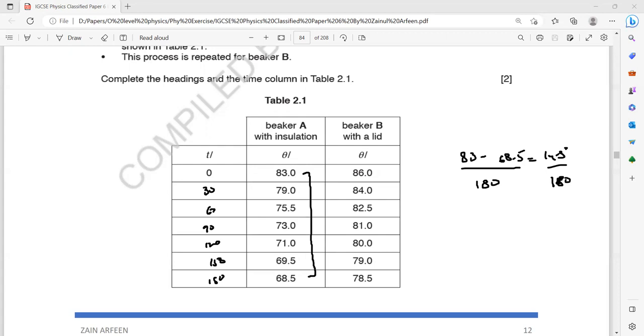0.08. So the rate of cooling will be 0.08. Any other digit after it? 0.080555. So we can say 0.081. And the unit will be degree centigrade per second.